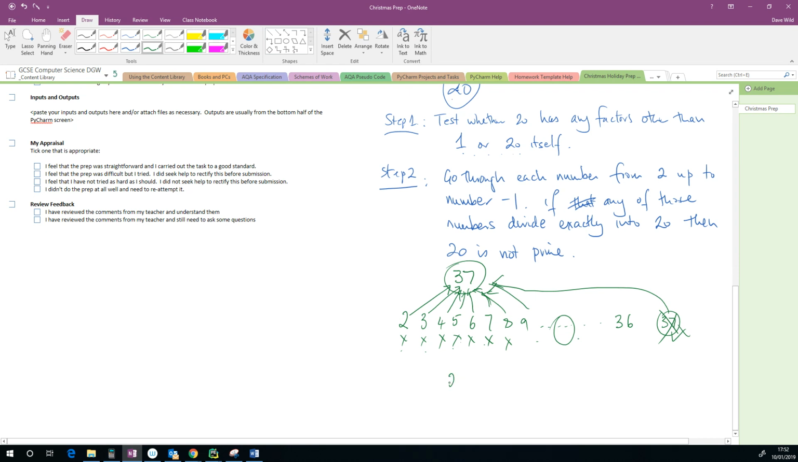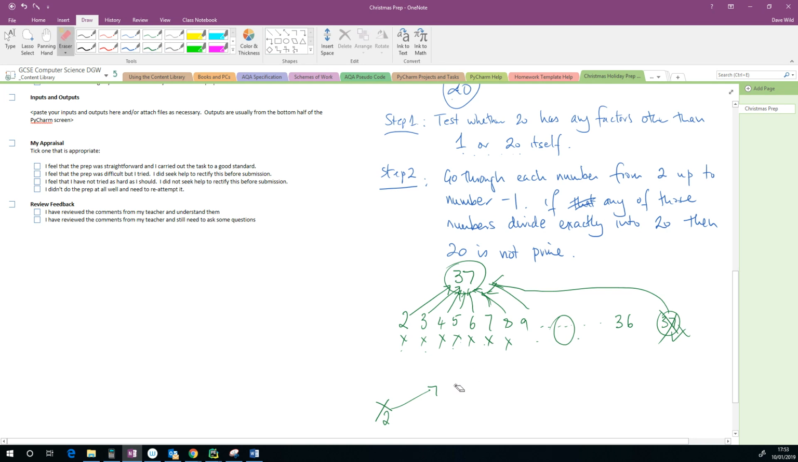So let's take another number. Let's take 21. Sorry, that is non-prime, because 3 7s are 21. Let's take 23. I wanted a non-prime, so let's do 22. We know 22 is not prime because 2 11s are 22. So I'm going to check 2. Does 2 go into 22? Yes, it does. It goes in 11 times. So immediately I know that this is not prime because 2 divides into 22. I can stop there and return false, not prime.